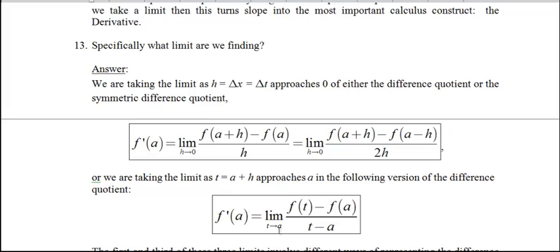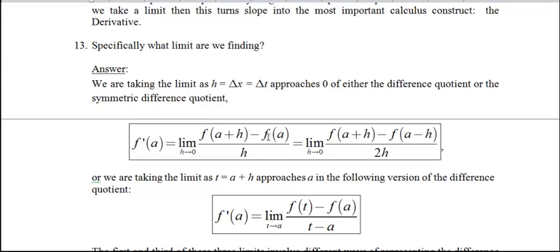It's just two different ways of writing it. This other limit is the same as well when all these limits exist. However, we have to be a little careful. Notice the difference quotient limit requires that f of a exist.